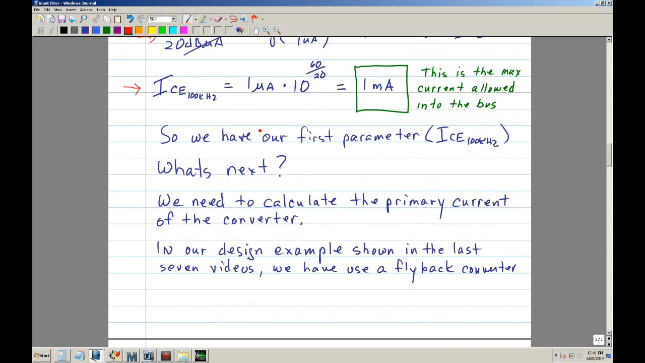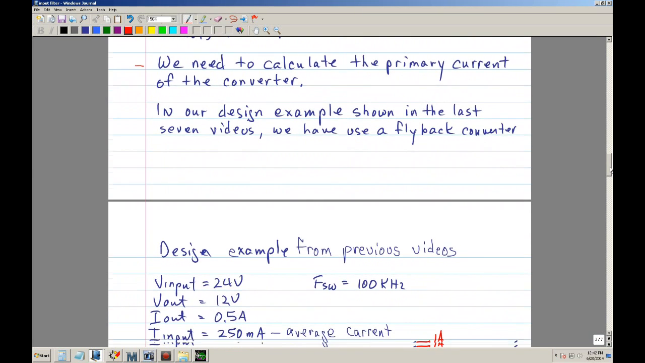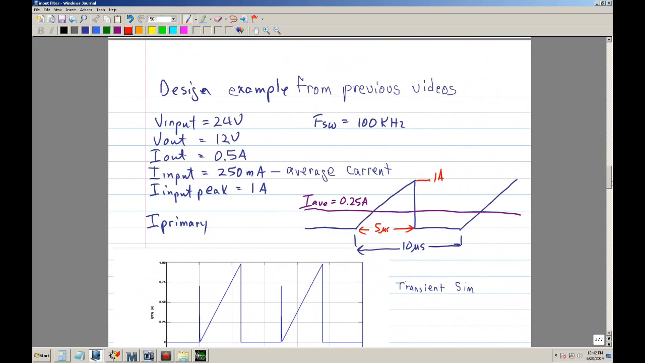Now we have our first parameter. We know this is our limit. So what do we do next? Well, we need to calculate the primary current of the converter. In the design that I showed in the previous 8 videos, I used a flyback converter, and these are some of the design parameters that I used to design that switching power supply.